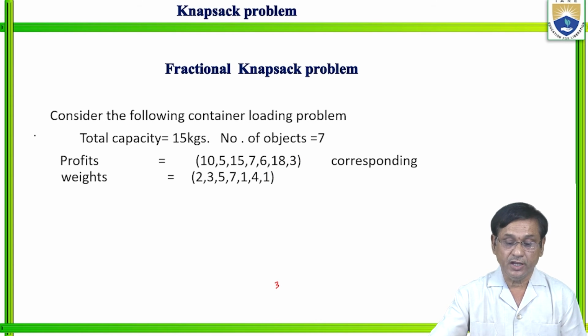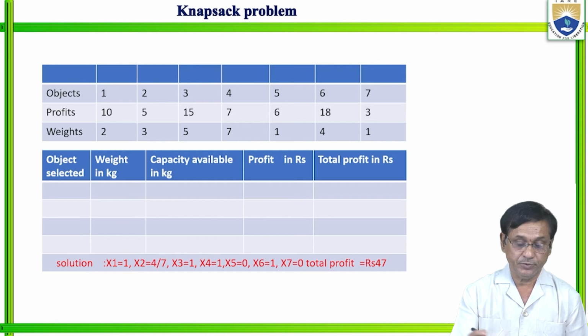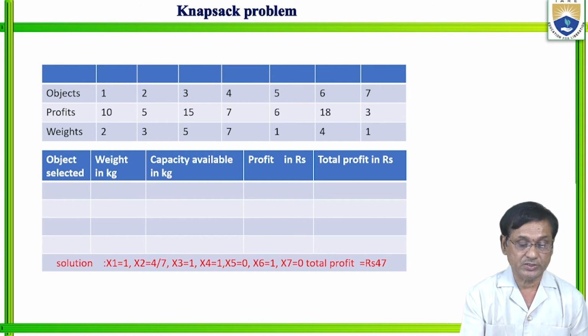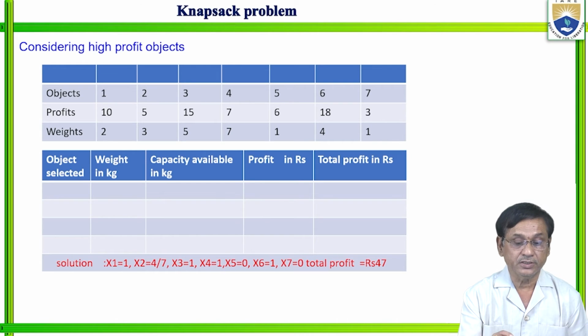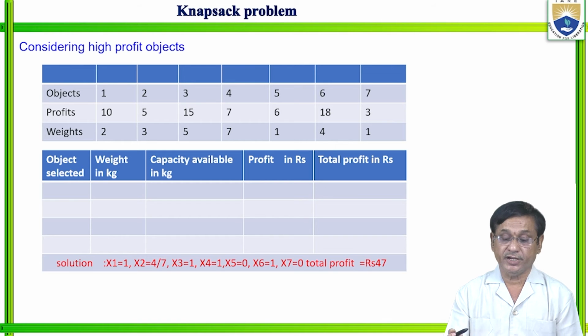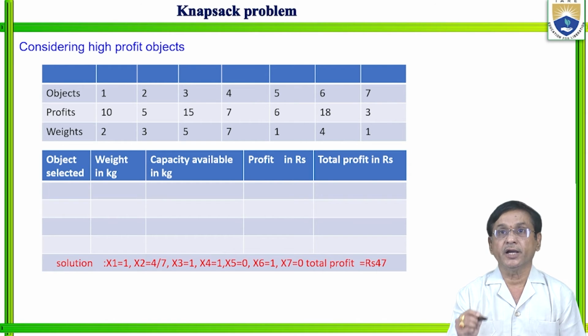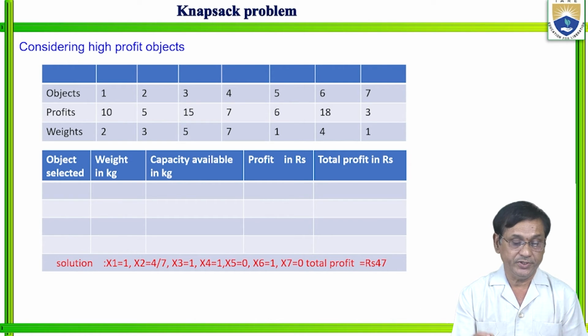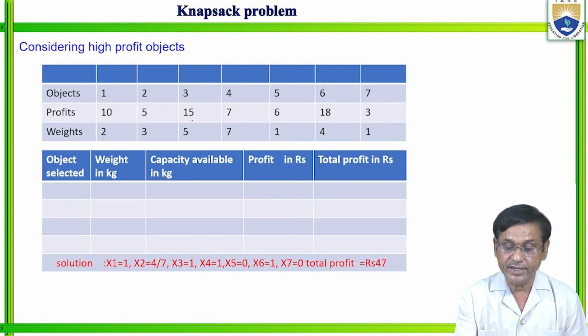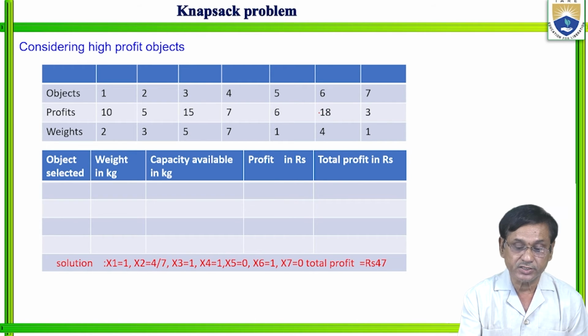In this, the objects are divisible. That means we can take the fractional values also. So first, fractional knapsack problem. So considering the profits only, that means we are considering highest profit object first, and next highest one we consider next, like that we are doing. So in this you see the highest profit is 18, that is corresponding to the object 6.